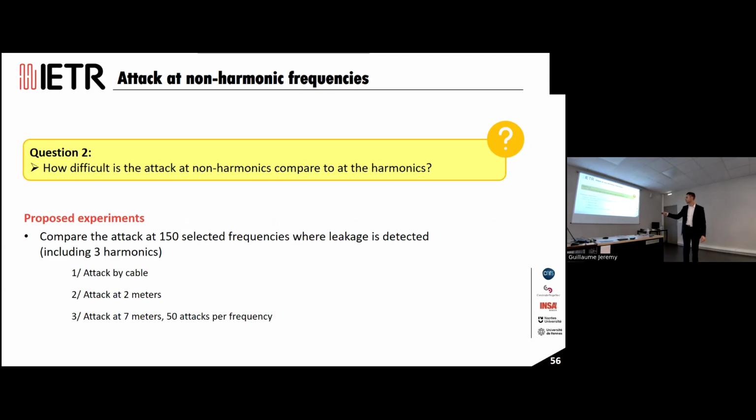This range of frequencies includes 3 harmonics, and we are going to perform, at each of these frequencies, the same attack using the same number of traces, and we'll compare the attack performance. And we'll do this experiment in 3 conditions. First, by cable to avoid environmental pollution, then at 2 meters, and then at 7 meters.